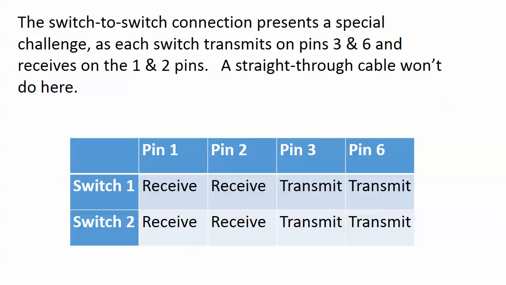Now, the challenge comes in with that switch-to-switch connection. Because as we see by this chart, as a quick reminder, both switches are going to transmit on pins 3 and 6. Both are listening on pins 1 and 2. So if we use a straight-through cable here, that is just not going to work, because they're going to be talking at each other on pins 3 and 6, and on pins 1 and 2, they're going to be listening for something that never comes.